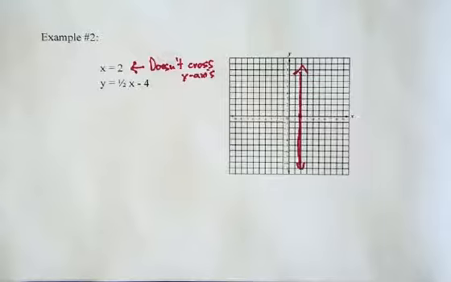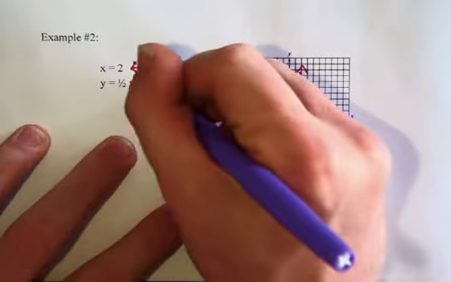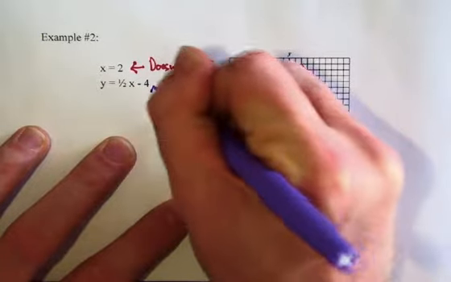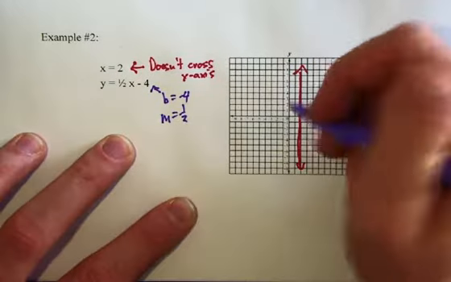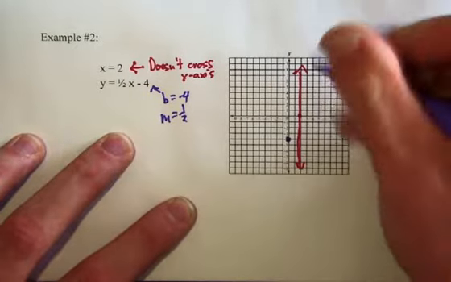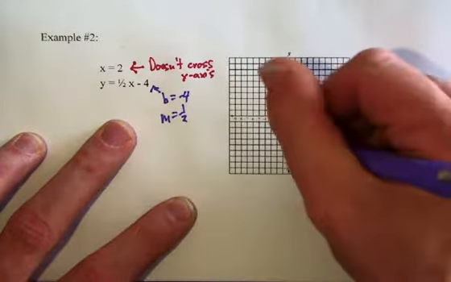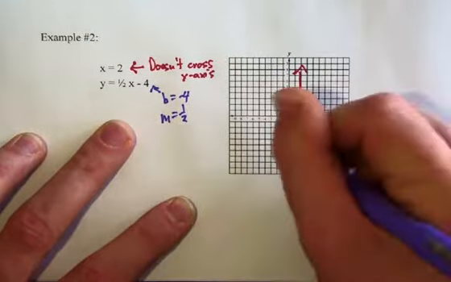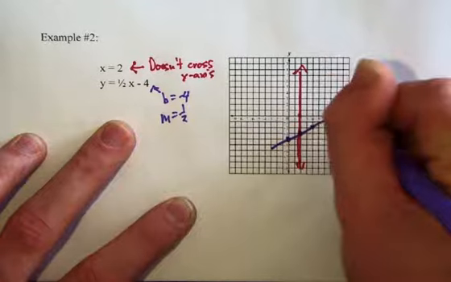Our second line is y equals 1/2 x minus 4. Well, here, b equals -4, m equals 1/2, right? This is just slope-intercept form. So b is -4, 1, 2, 3, 4. That's our y-intercept. Our slope is 1/2. Means we go up 1 for every 2 we go over. We draw our line. Once again, I encourage you to use a ruler.